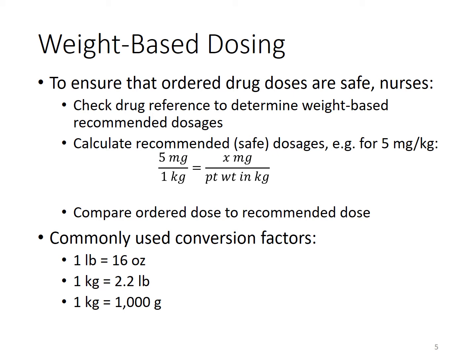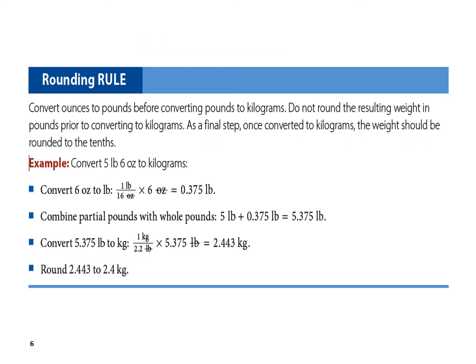So commonly used conversion factors in this, you must remember, is 1 pound equals 16 ounces, 1 kilogram equals 2.2 pounds, and 1 kilogram equals 1,000 grams. So the rounding rule. We will not round until we're done doing all the math, okay? And then once you round, you're going to convert the weight and round to tenths.